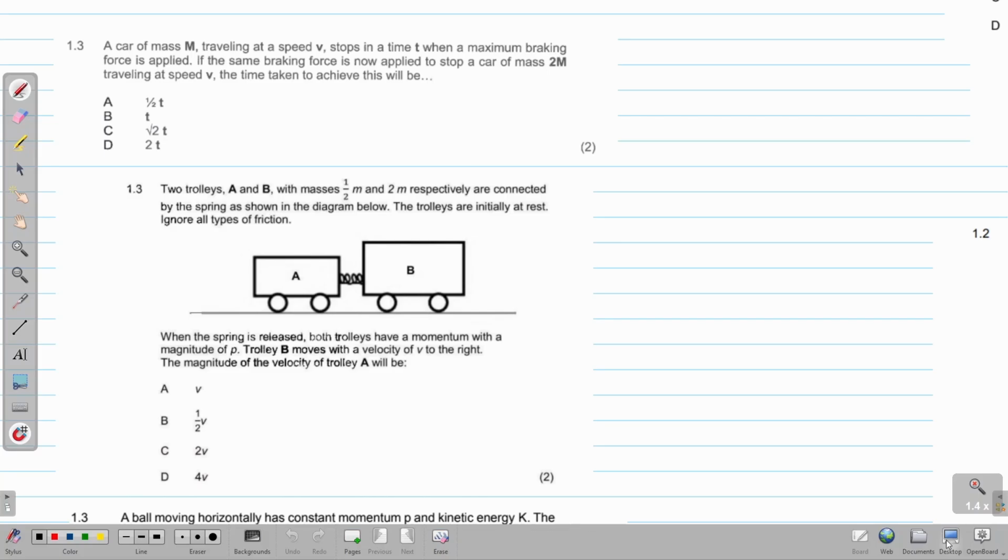Right? So let's look at question 1.3. A car of mass m traveling at speed v stops in time t when a maximum braking force is applied. If the same braking force is now applied to stop a car of mass 2m traveling at speed v, the time taken to achieve this will be.